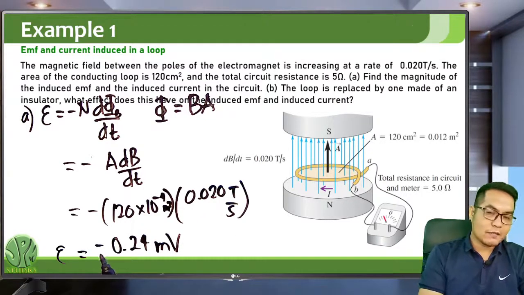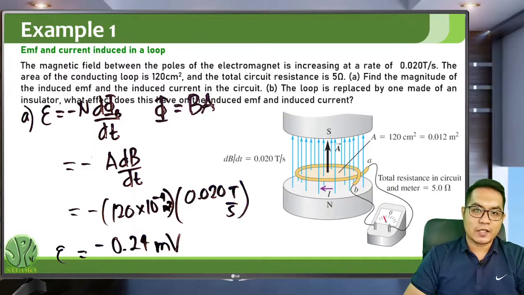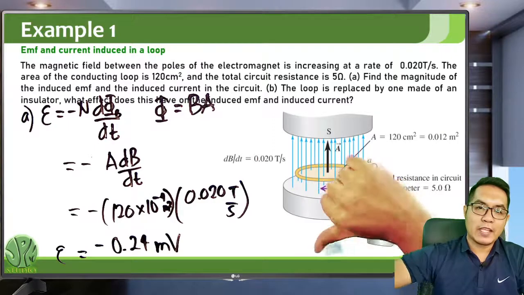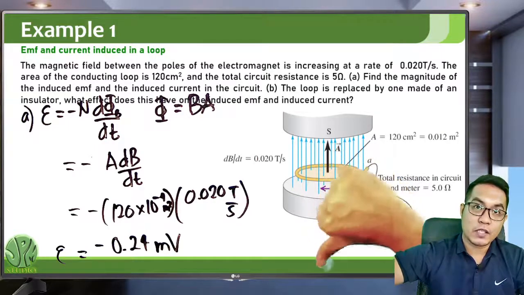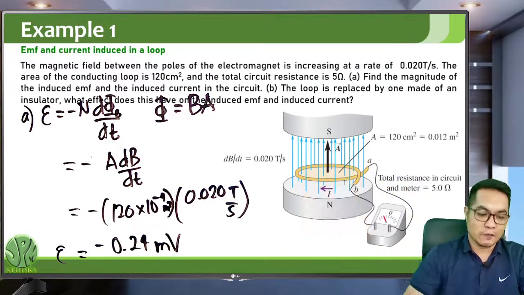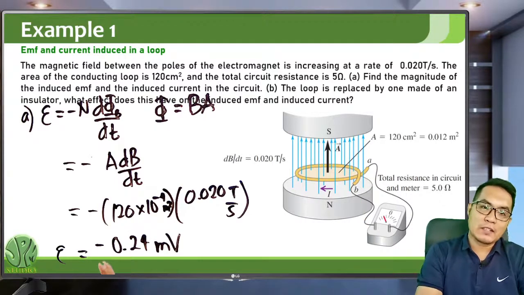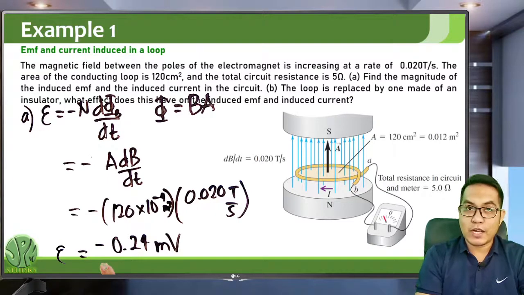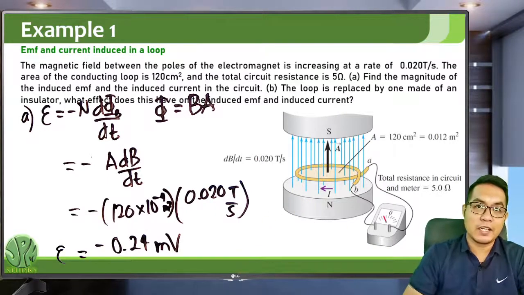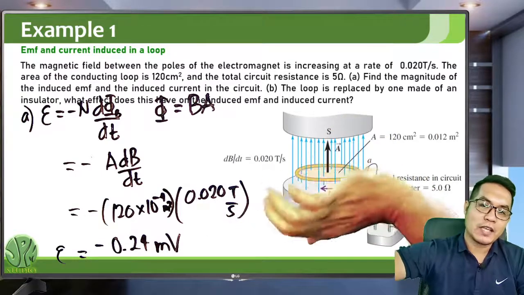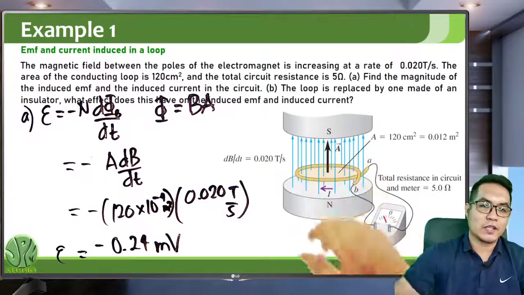Again, the negative sign pertains to the direction. The induced magnetic field in this case is in the opposite direction of the original magnetic field. That's what the negative sign means here. If you obtain a positive sign, it means the induced magnetic field is in the same direction as the original magnetic field. So meaning it's opposite: the induced magnetic field is downwards, and this is the direction of the induced current.